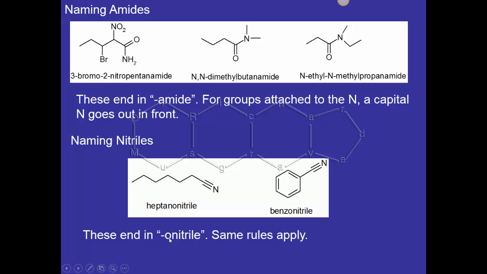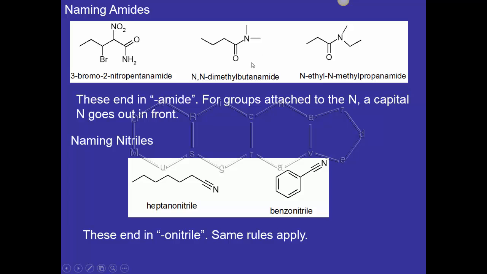Amides, again, are named after the carboxylic acid from which they're made. This would be 3-bromo 2-nitropentanoic acid if this was replaced with an OH. And the oic acid part is replaced with amide. So this becomes 3-bromo 2-nitropentanamide. So they always end in amide. Now in this instance, there is no substituent on the N, so it's just 3-bromo 2-nitropentanamide, indicating the bromo groups and the nitro groups are on a chain.